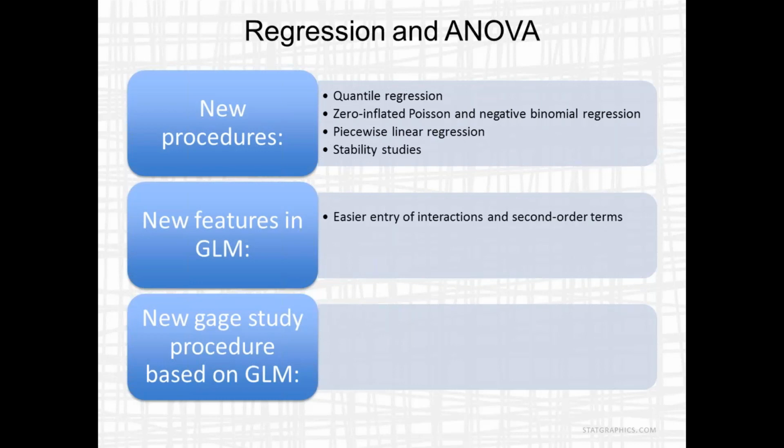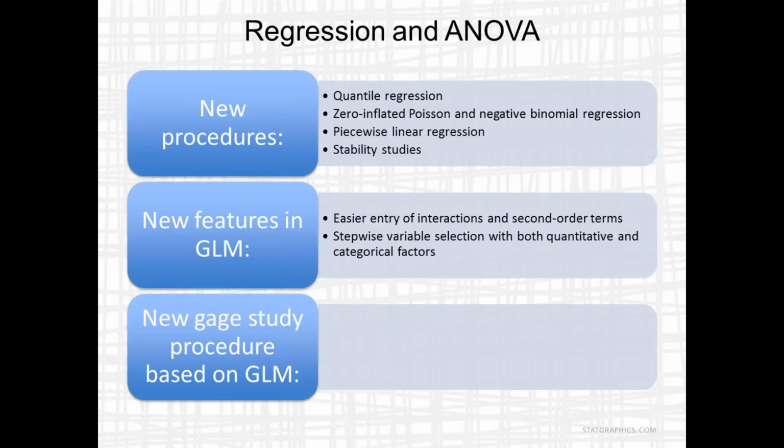Now, we've added a few things to the general linear models procedure. We've made it easier to enter interactions in second order terms. Rather than typing them all in now, you can simply tell it, give me all the interactions, for example. We've also added a stepwise variable selection that works with both quantitative and categorical factors.